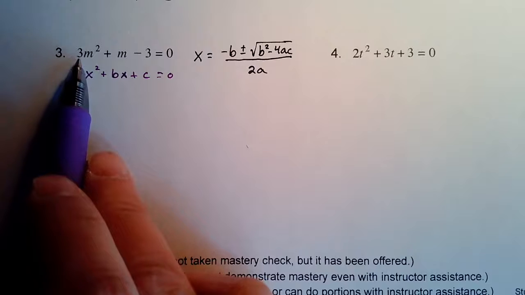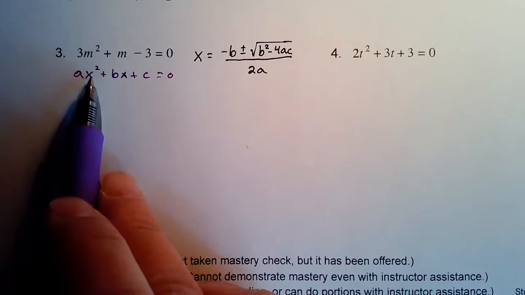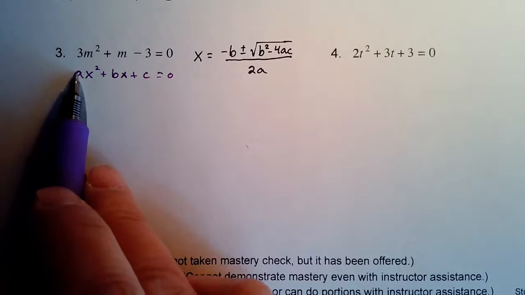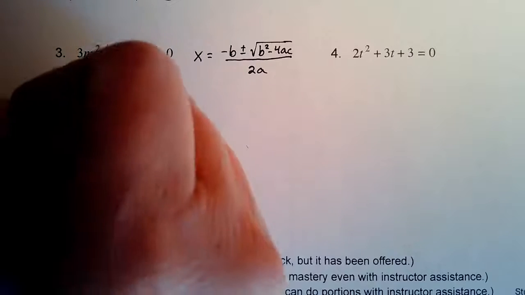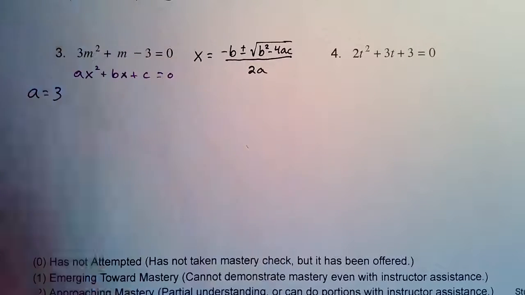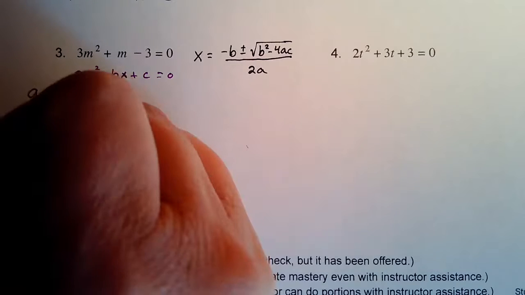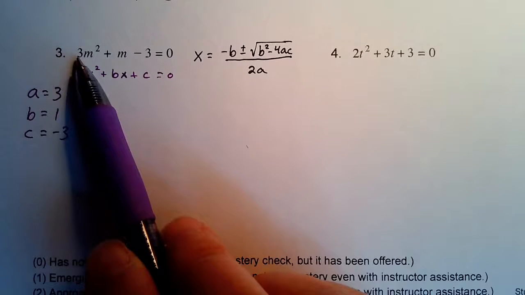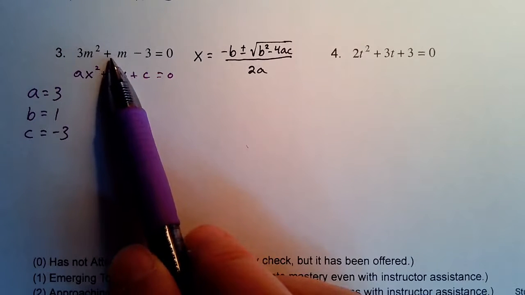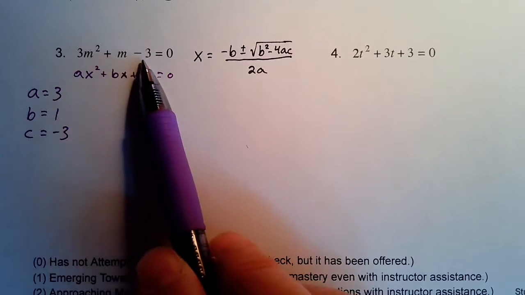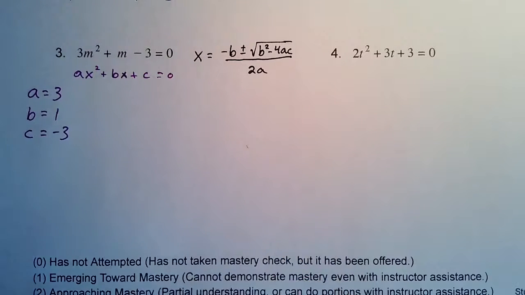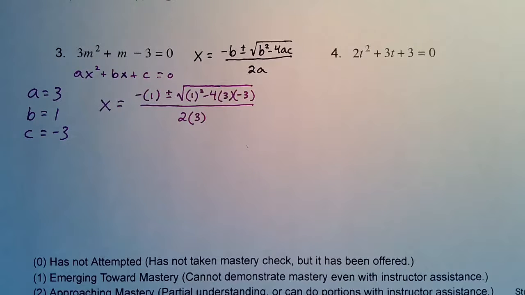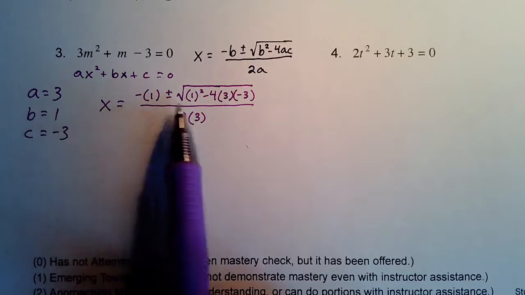So this is where we're going to get our a, b, and c values. So for this specific problem, even though it's an m instead of an x, it doesn't matter what the variable is. The a value is always going to be what's in front. So on this problem, a is equal to 3, b is equal to 1, and c is equal to negative 3. So the 3 for a, positive 1 for b, and a negative 3 for the c value. Now I just need to substitute this into the quadratic formula.